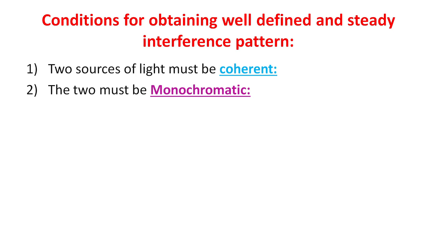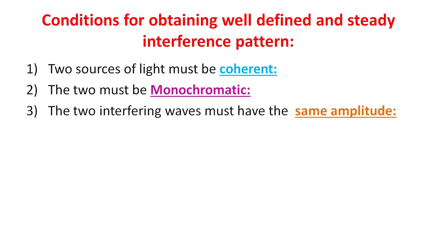When light sources are not monochromatic, then the sources emit light waves of more than one wavelength. There may be constructive interference at one point due to one wavelength and destructive interference at the same point due to another wavelength. This gives a diffused or indistinct interference pattern. The next one is two interfering waves must have the same amplitude.